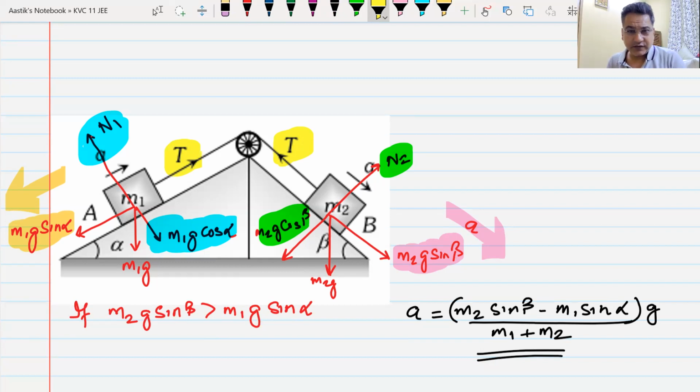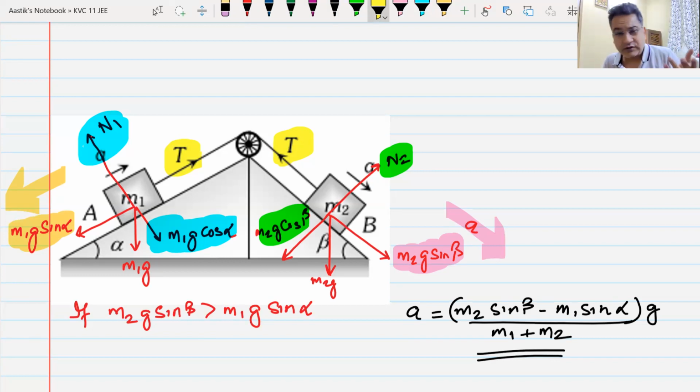We just had to compare which force is trying to pull it this side and which force is trying to pull it on the other side. It will go on the side where the force is more. Here we have assumed that M2 sine beta is more than M1 sine alpha. It will go on this side. If M1 sine alpha would have been greater, it will go on the other side.